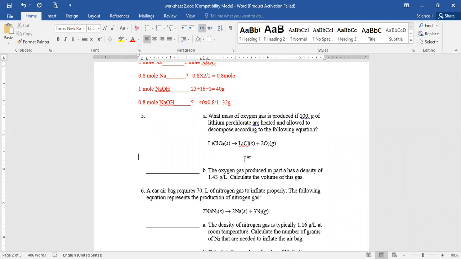Okay, so Abdurrahman, are you ready? Let's start. So he asks about how much mass of oxygen. That is the unknown, the part which is known: 100 grams of lithium perchlorate. So first of all, we must find how much this 100 grams represents of lithium chlorate. So 1 mole of lithium chlorate.